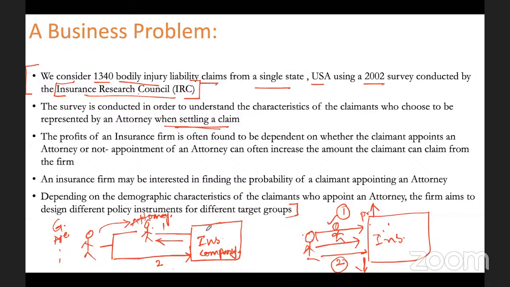So why are these insurance companies interested in understanding whether customers are going to approach an attorney or not? If the customer is represented by an attorney, then the company has to shell out more money. Otherwise, they don't have to shell out more money. Okay, so this is the scenario actually.